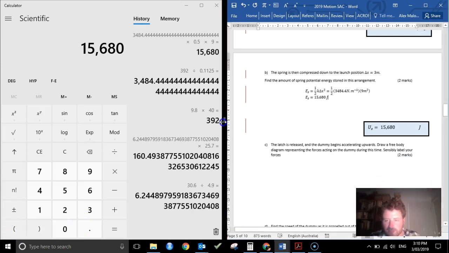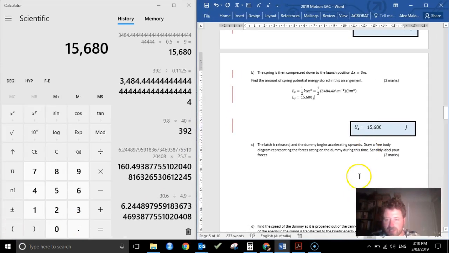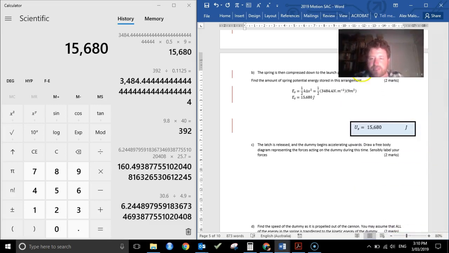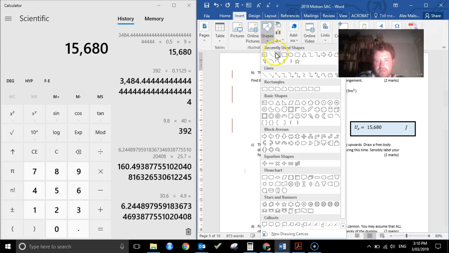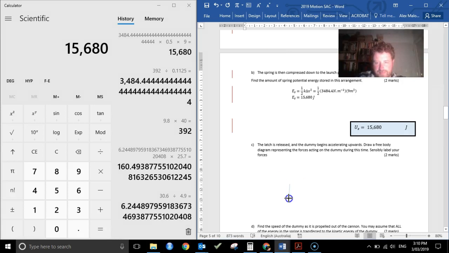Right, the latch is released and the dummy begins accelerating upwards. Draw a free body diagram representing the forces acting on the dummy during this time. Sensibly labeled forces. Okay, fair enough. Alright, let's draw some arrows. We know that gravity is going to be acting, so let's start with that.